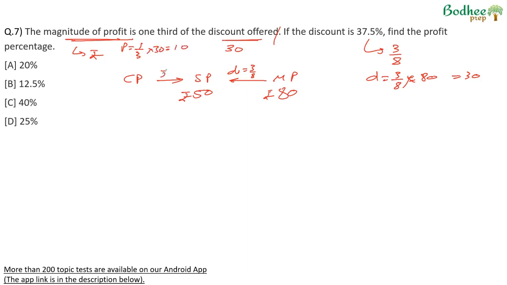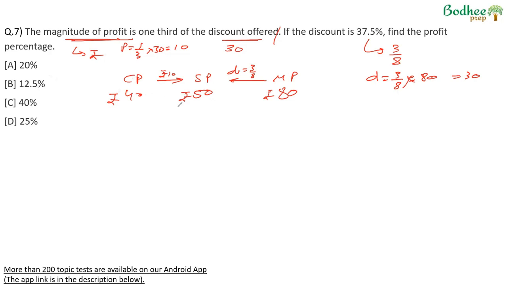If the profit is rupees 10 and selling price is 50, cost price should be 50 minus 10, which is rupees 40. So cost price of 40, 10 rupees profit means selling price of 50. This was after a discount of 30 rupees, which means mark price was 80 rupees. And as we can see, profit is 1/3 of discount offered.